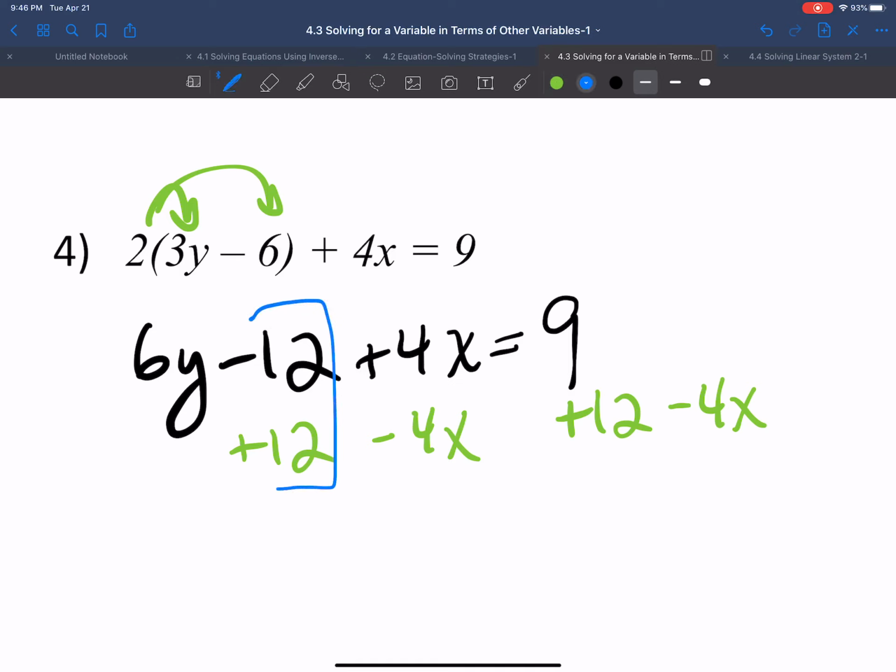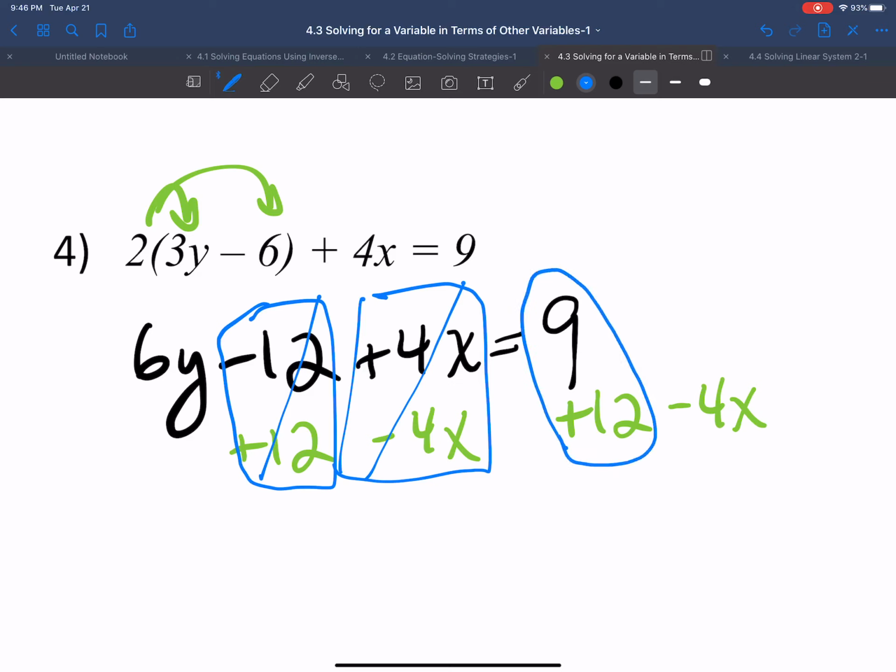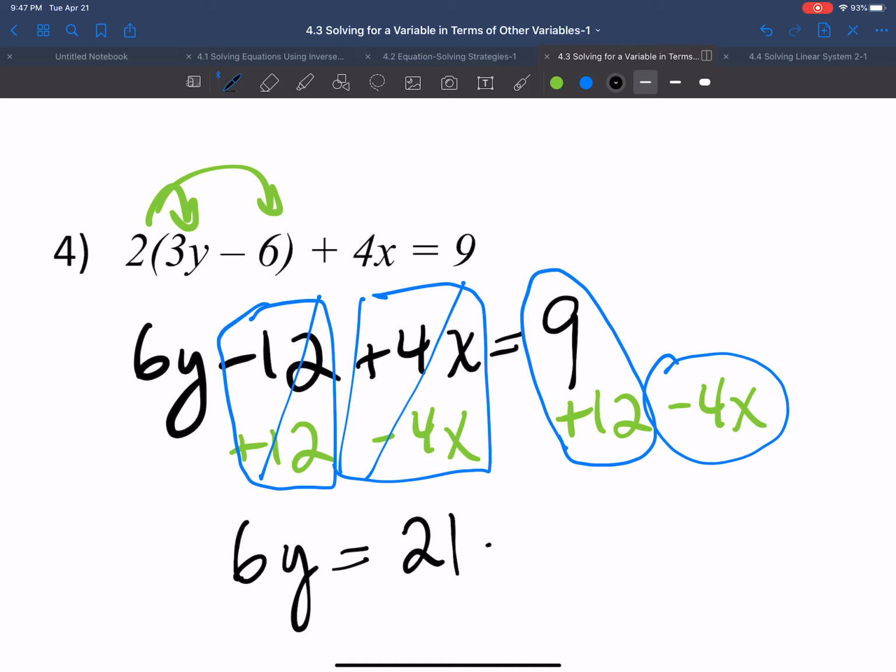So negative 12 and positive 12 is 0. 4x and negative 4x is 0. Now over here, those are like terms, so I can combine them, but the negative 4x is still there by itself. So on the left side, 6y, that's 0, that's 0. 9 plus 12 is 21. And there's nothing to add the negative 4x to, so it'll be minus 4x at the end.